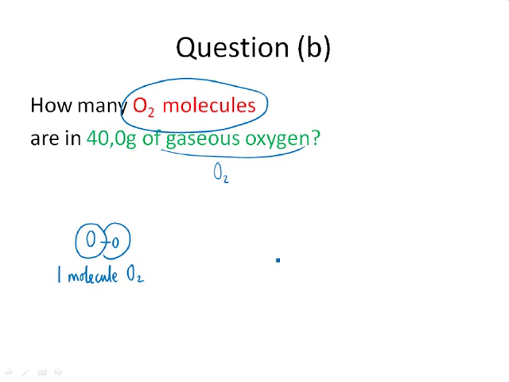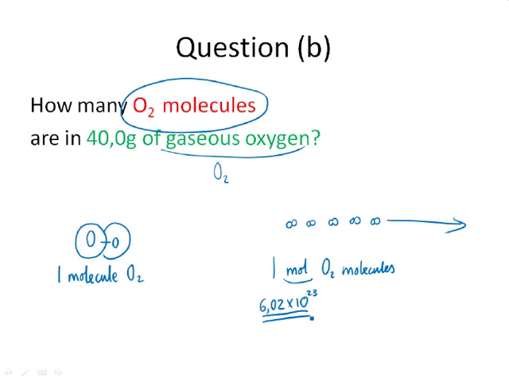I cannot draw you 1 mole of O2 molecules because that is a huge number of O2 molecules. I would be drawing and drawing and drawing for the rest of my life, and even then I wouldn't be able to draw enough. Why? Because a mole is 6,02 times 10 to the power 23. So 1 mole of oxygen molecules is a group of this many O2 molecules. Now this is a very, very large number.